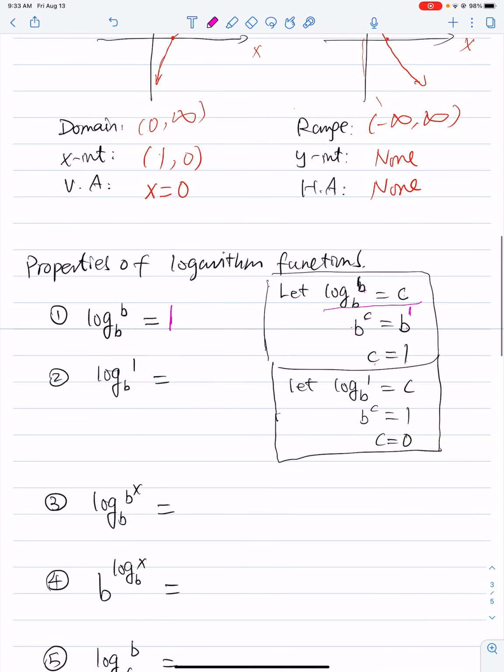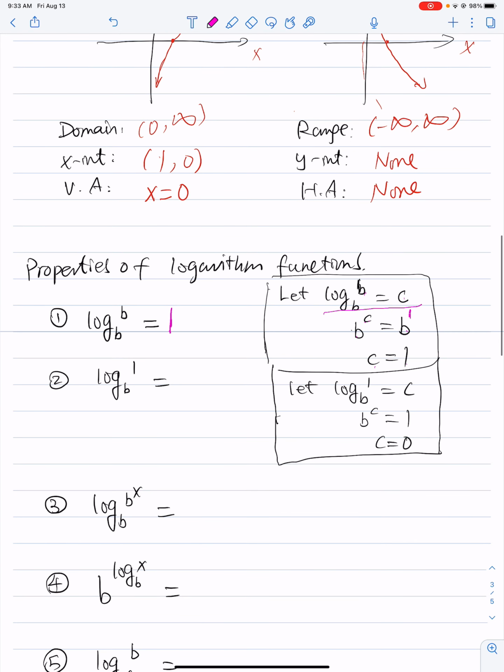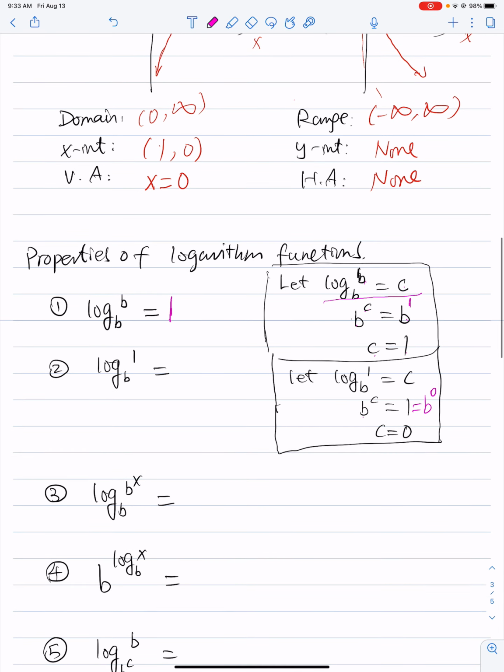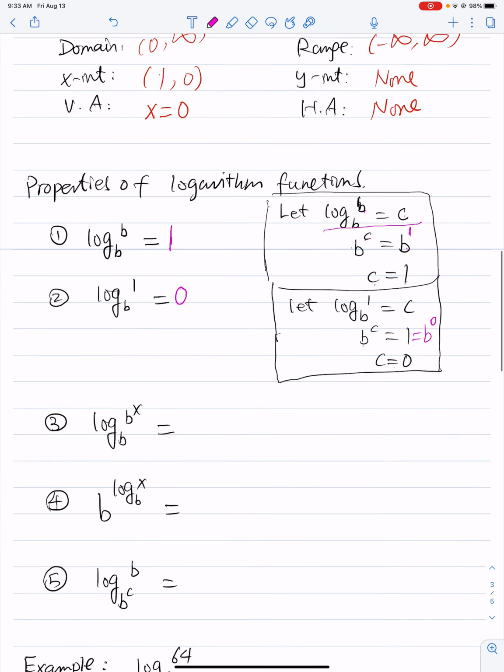What happens to log_b 1? So it's the same thing, b to the power c equal to 1. But 1 is b to the power of what? 0. So this is a very important one. Any number to the power 0 is always equal to 1. So c is equal to 0 then. This is a very important one.